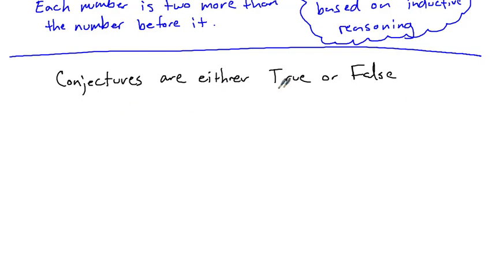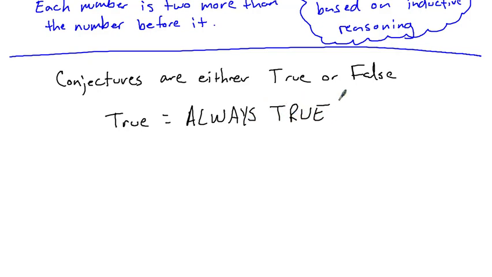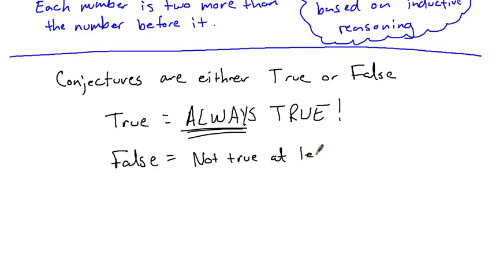So when we say that a conjecture is true or false, if it's true, that means it is always true. Okay? Always true. Every single scenario, every single time, no matter what happens, it's always true. If a conjecture is false, that means that it's not true at least once. And when it's not true, that's called a counterexample.